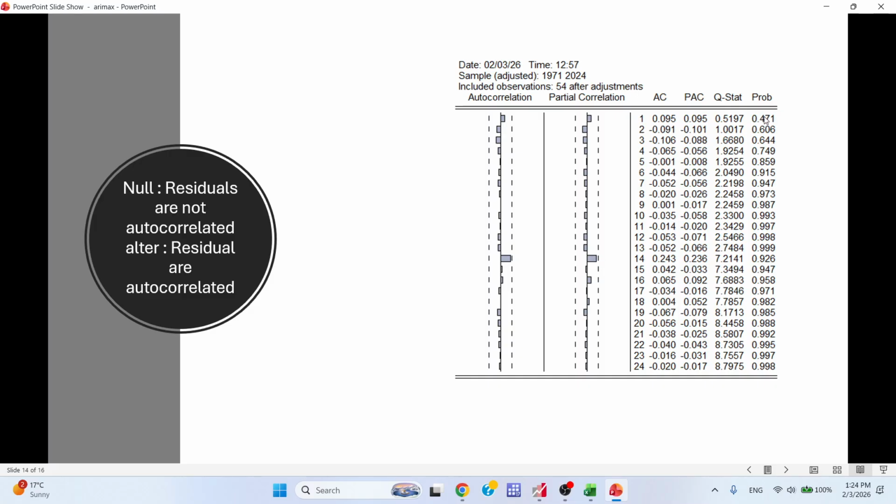You can also interpret by looking at the p values. The p values must be greater than 0.05, and you can see that all of our p values are greater than 0.05, indicating that there is no issue of autocorrelation in our data set. This was also told to us by the Durbin-Watson test, which also shows that there is no issue of autocorrelation in our data set.